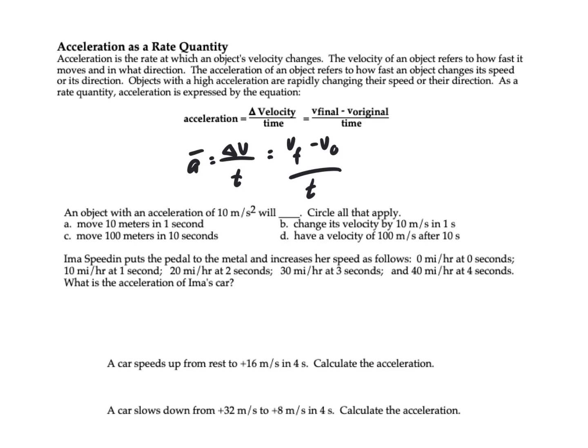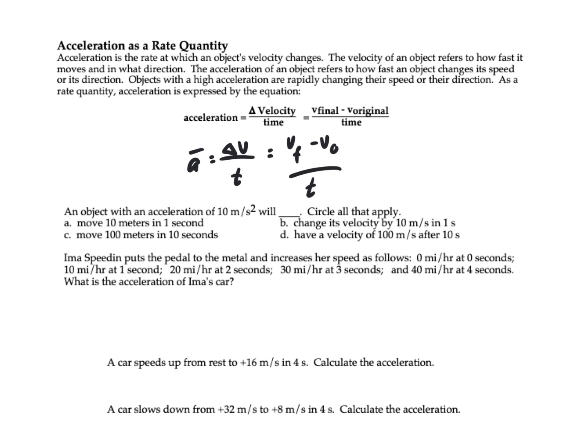So I have an object with an acceleration of 10 meters per second squared. Circle all that apply. Well, I know for sure that it would change by 10 meters per second every 1 second, right? So if we think about the units here, what's going on? This 10 meters per second squared is actually telling me 10 meters per second every second, right? So there's a velocity change per unit time here.